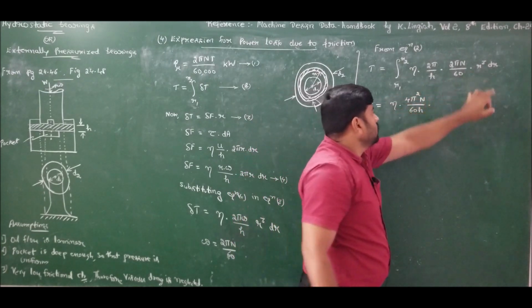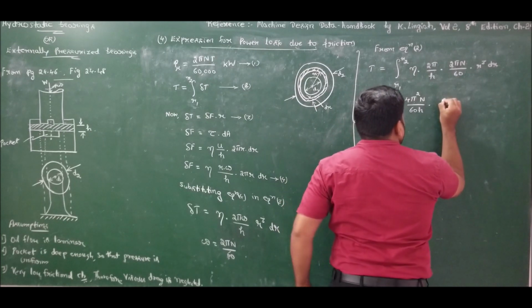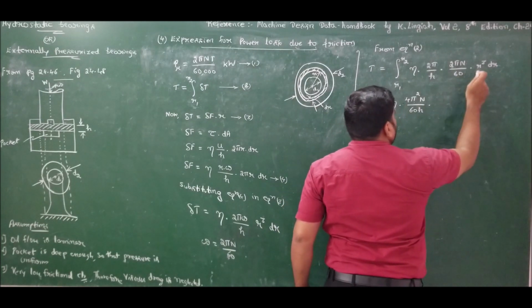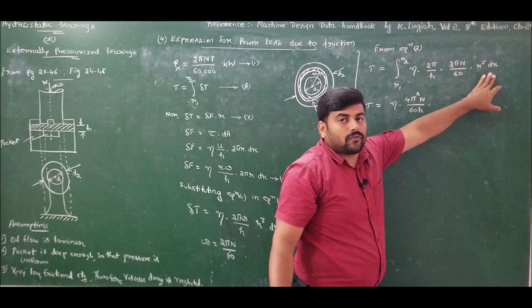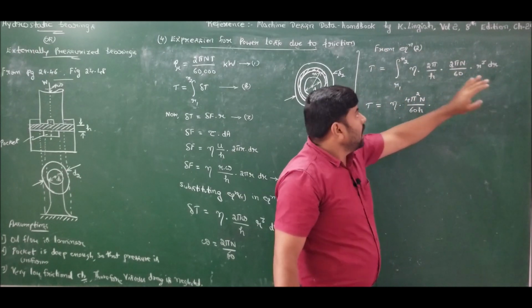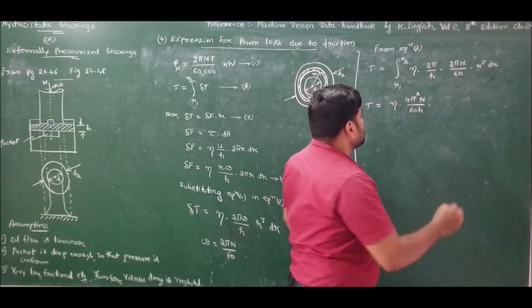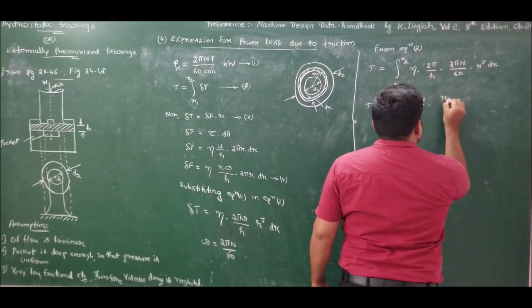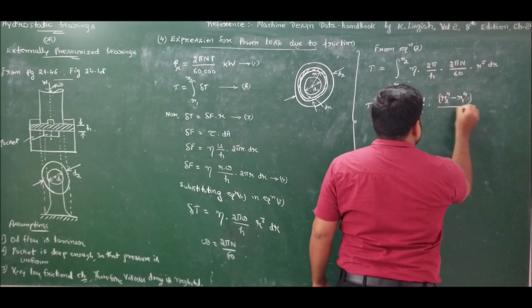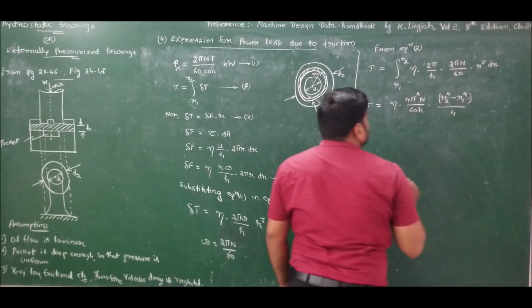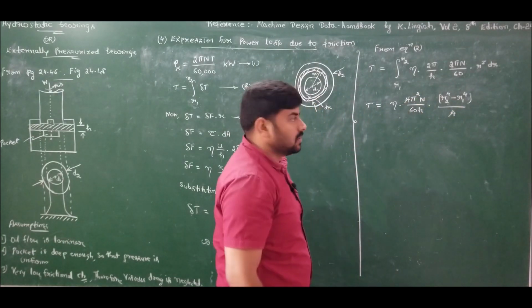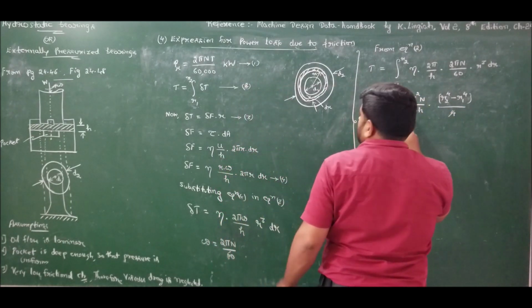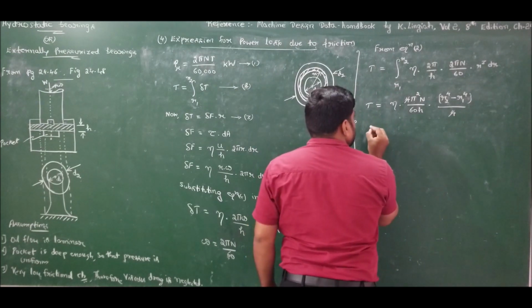What is the integral of R cube dr? The integral of R cube dr is R to the power of 4 by 4. Upper limit minus lower limit will yield us R2 to the power of 4 minus R1 to the power of 4, divided by 4. Now I can cancel these 4 and these 4. Now substitute this in equation number 1.